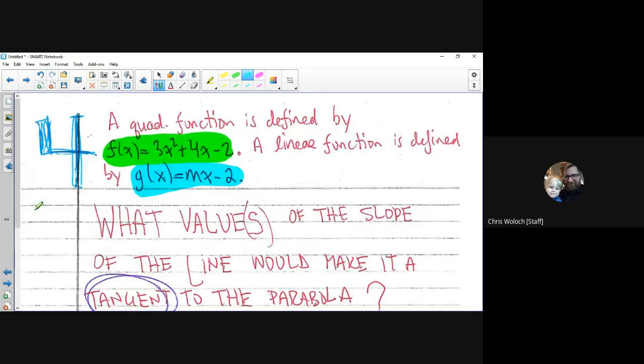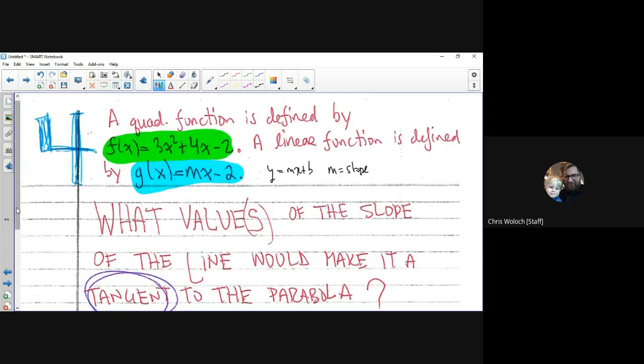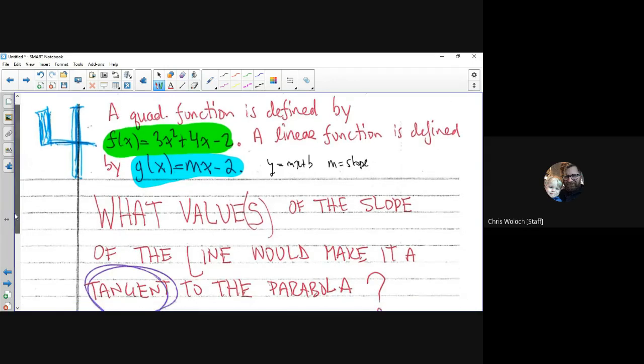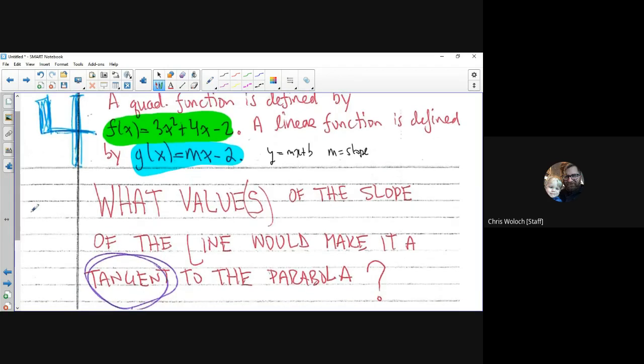Now, if you remember from grade 9, and obviously grade 10, because it's something that you don't forget if you're taking math consistently, the general equation of a line is y equals mx plus b. The m is the slope of the line. So this question is asking what values of the slope would make the line a tangent to the parabola. Here you have to activate some prior knowledge. The question is rightfully assuming that you know what the slope is.